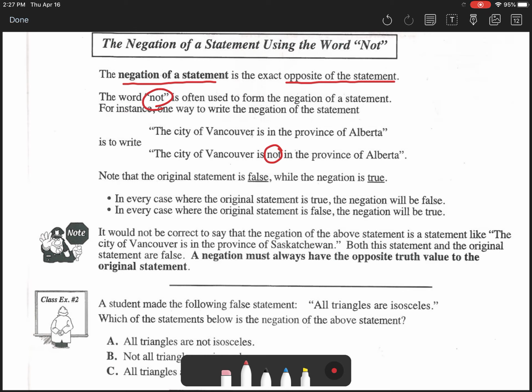For instance, one way to write the negation of a statement, the city of Vancouver is in the province of Alberta, is to write the city of Vancouver is not in the province of Alberta. Note that the original statement is false while the negation is true.